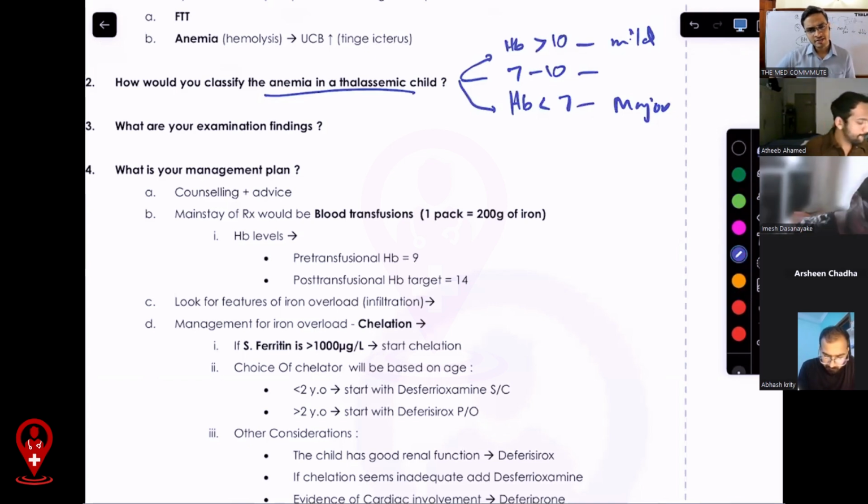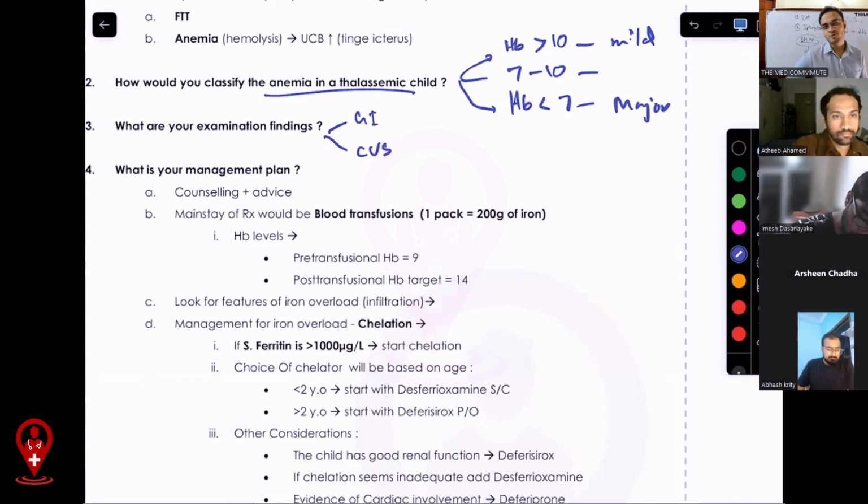Then, cardiovascular system. What do you want to look for? Cardiomegaly. How do you assess for cardiomegaly? Good. Look at the apex. Check where the apex is. Check if it has shifted. There can be dilated cardiomyopathies. We talked about when there is iron overload. So look for the cardiac apex.